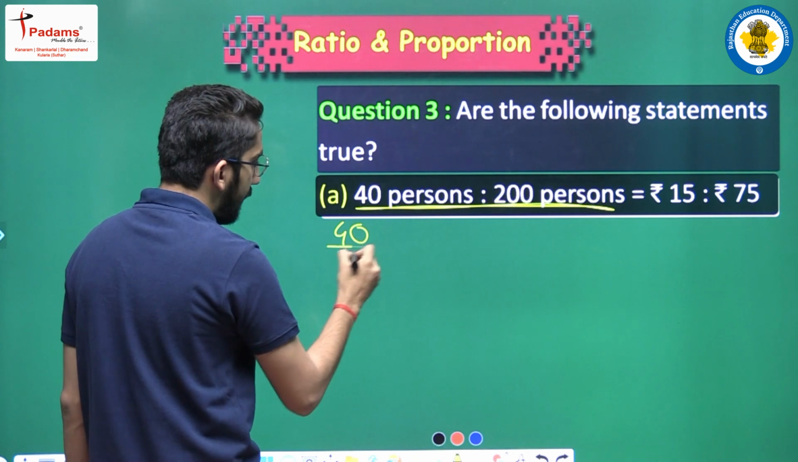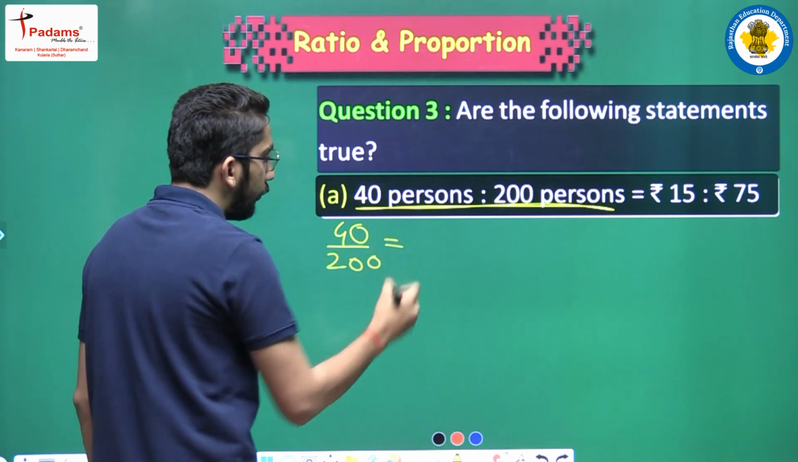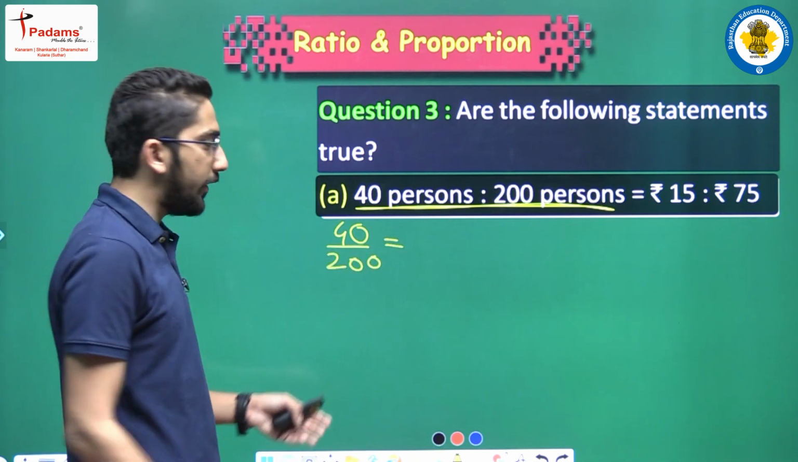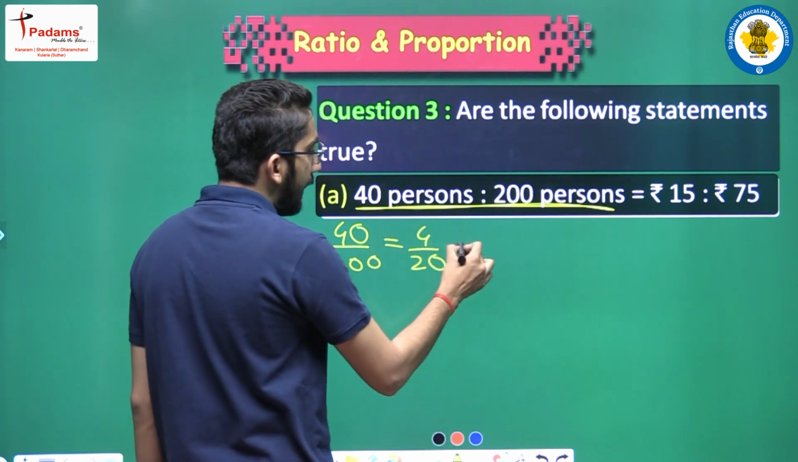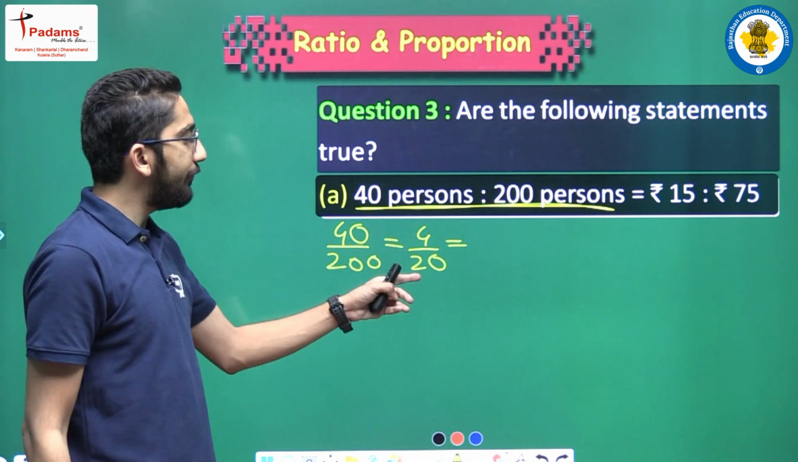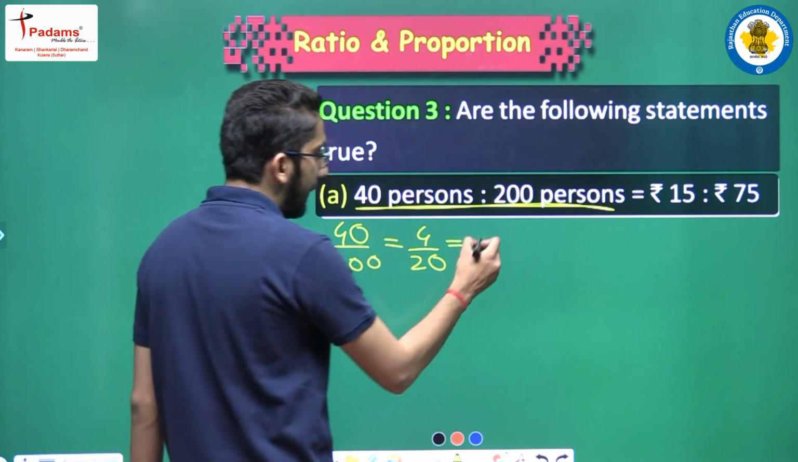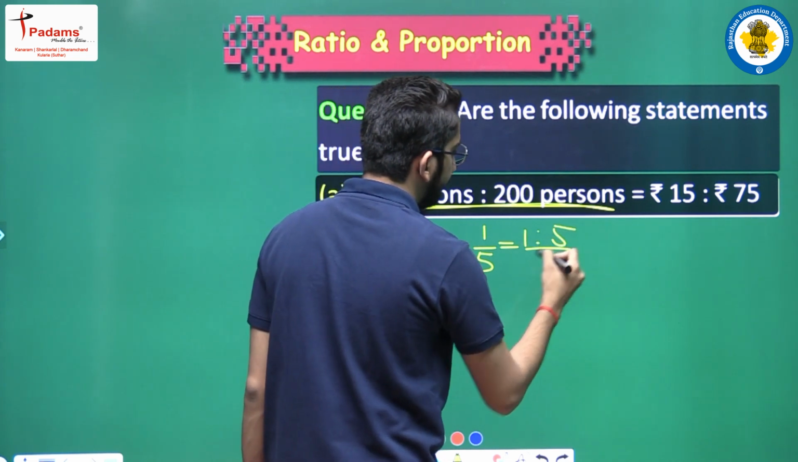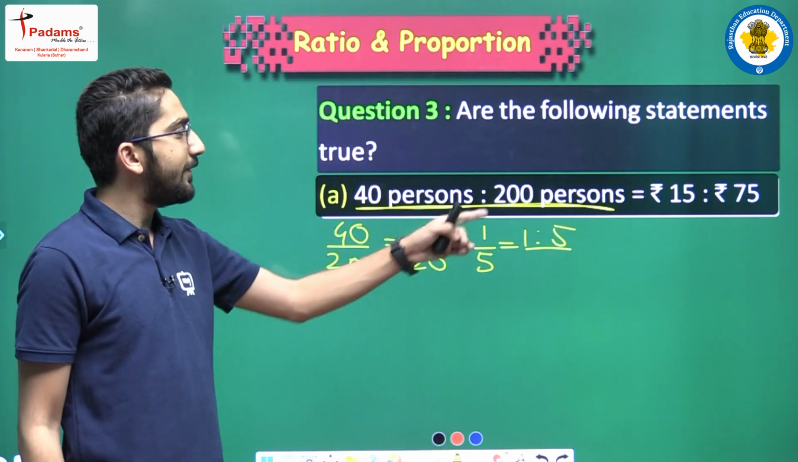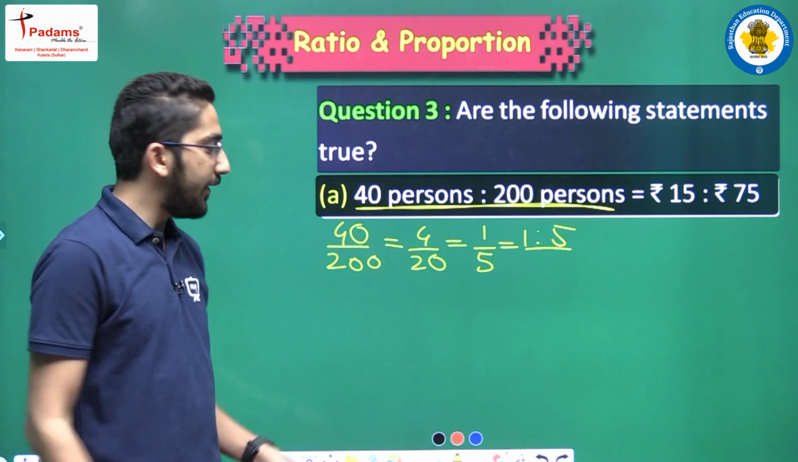So 40 by 200. You can divide both of them with 10 first. So this will become 4 by 20, right? And again you can divide both of them with 4. So this will become 1 by 5 or 1 is to 5. ठीक है. Next है rupees 15 is to rupees 75.